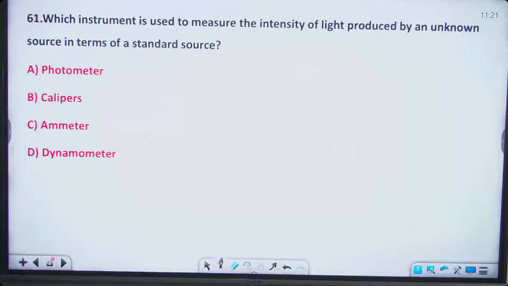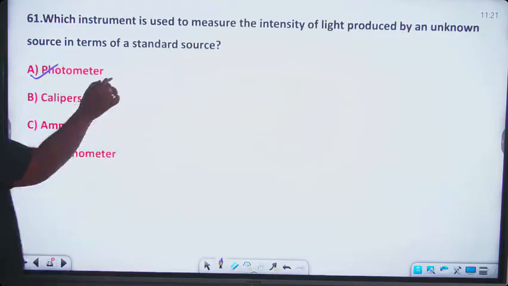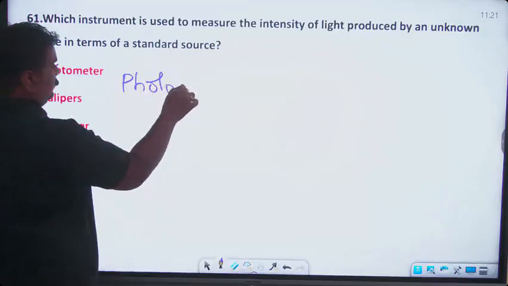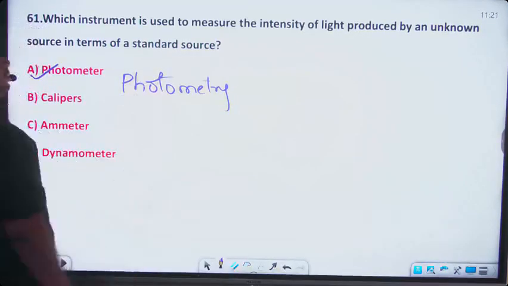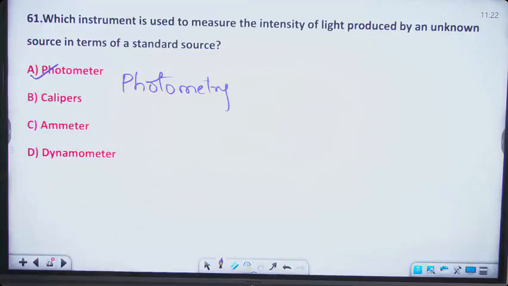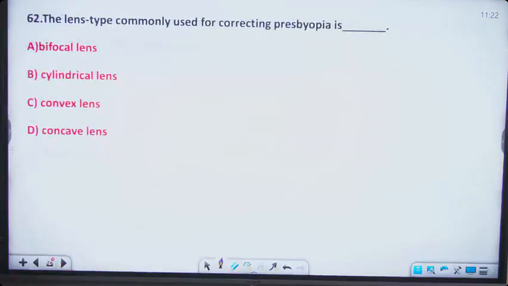Which instrument is used to measure the intensity of light produced by an unknown source in terms of a standard source? Photometer, a device which is used for measuring intensity of light, and the study is known as photometry. The study of intensity of light is known as photometry. Suppose that the question is study of light, it is optics. Study about the intensity of light is photometry, and the instrument is known as photometer.